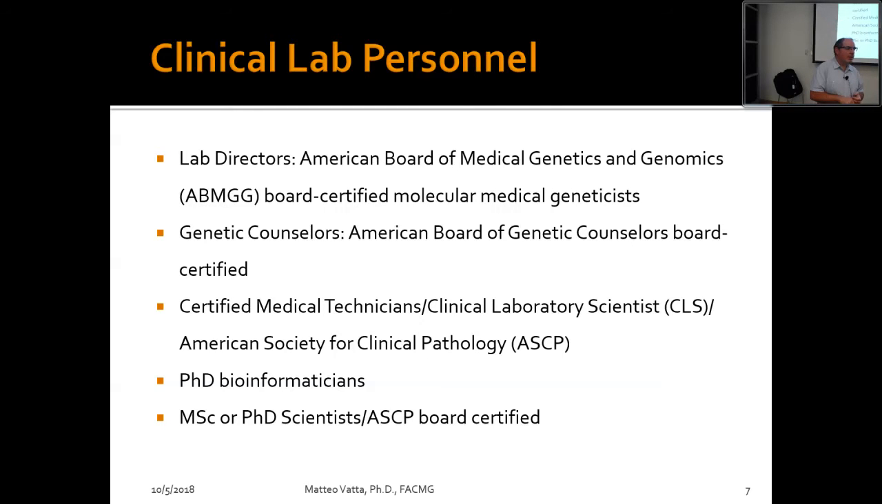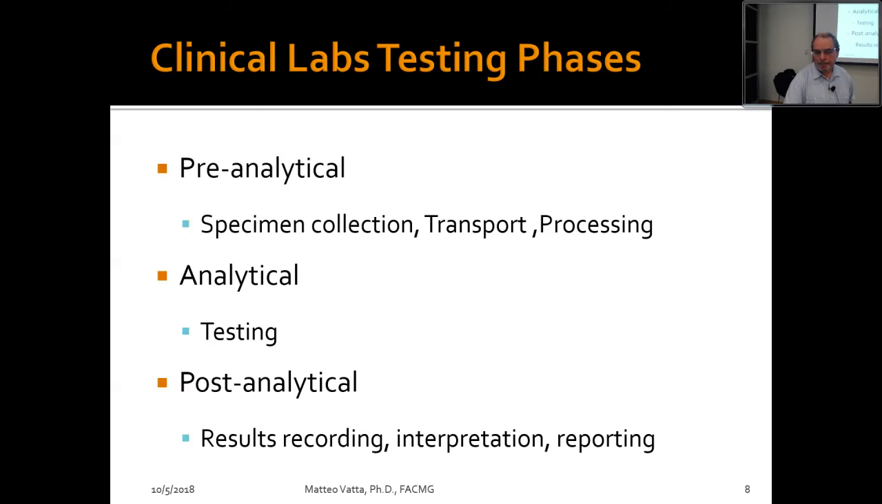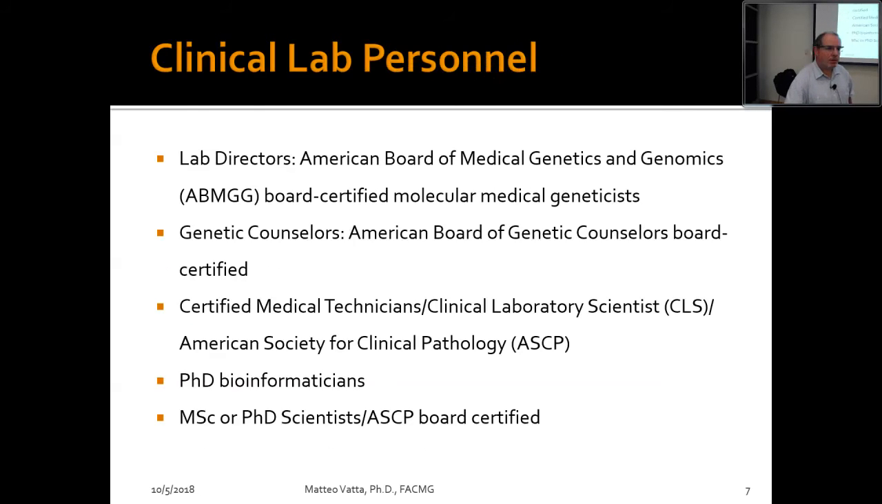Bioinformaticians must have PhDs, and scientists or genetic counselors that are involved in variant interpretation must have, of course, the Master's for genetic counselors and the PhD. In addition to the PhD, depending on their level of involvement, they must also have a certification from the ASCP, especially in some areas.